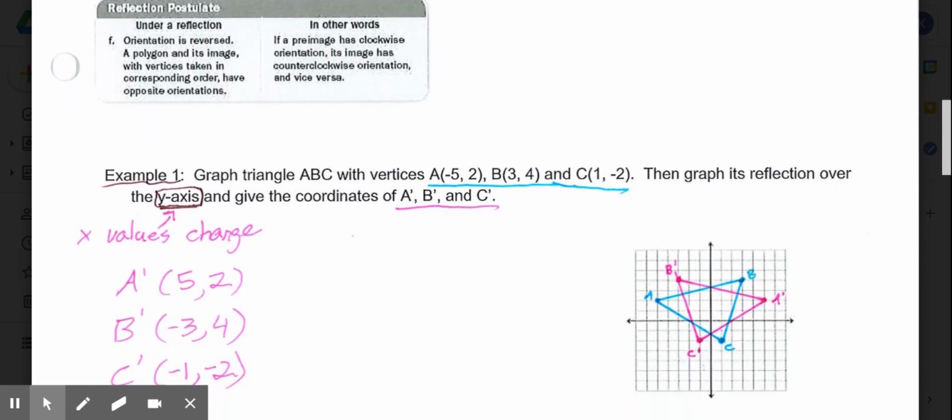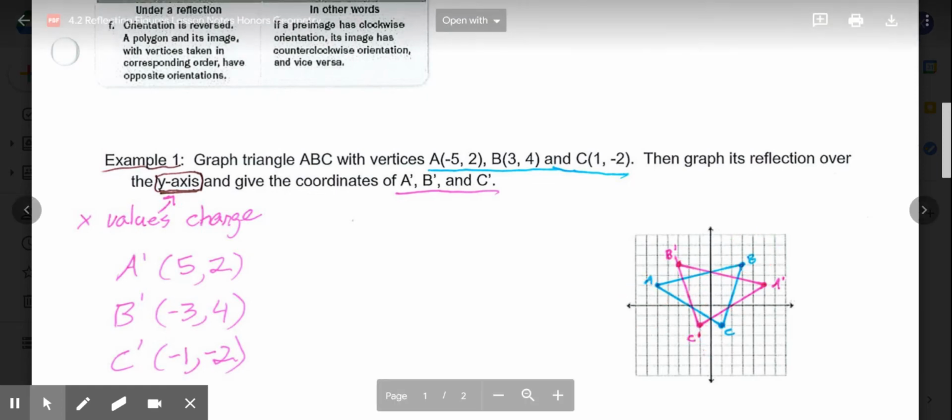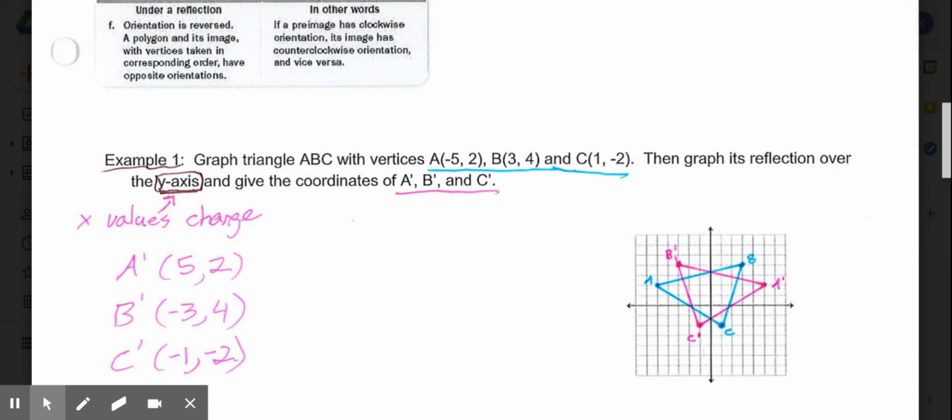So in example 1, they want us to graph triangle ABC with vertices A at -5, 2, B at 3, 4, and C at 1, -2. So that is the blue triangle that you see here in the graph. A, B, and C, connect them to create our triangle. Then we're graphing the reflection over the y-axis and giving the coordinates at A prime, B prime, and C prime.